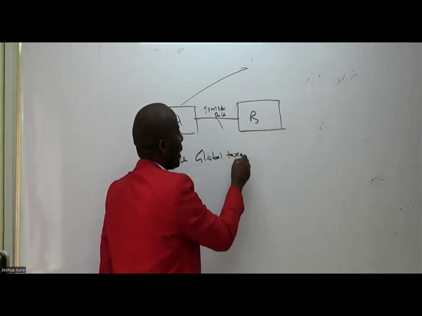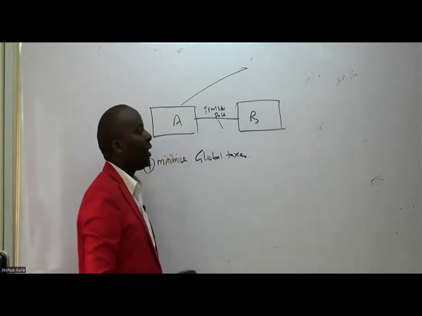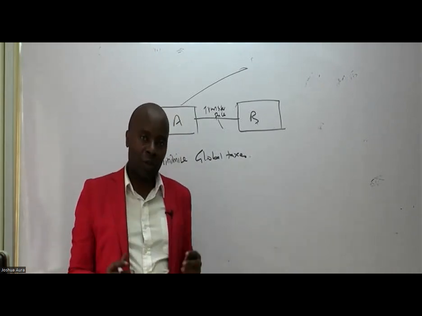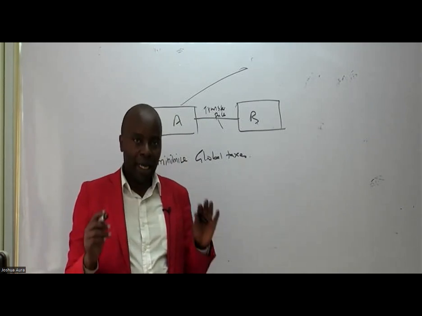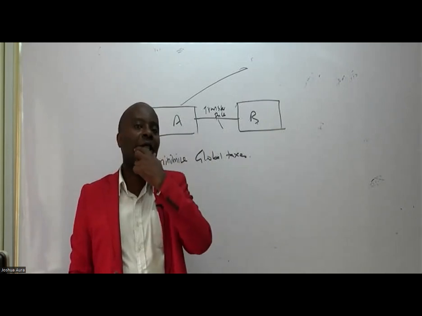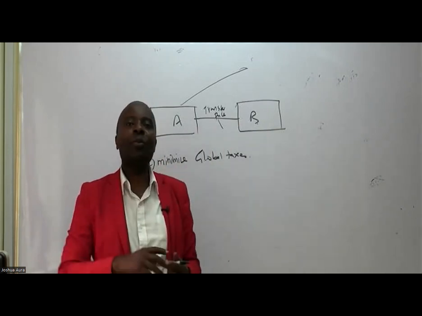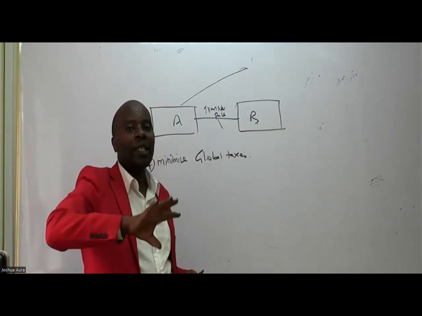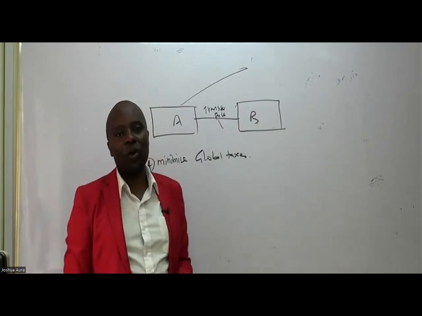global taxes, basically by ensuring that they shift their profits to tax havens. Any tax haven shall be given revenues. You take revenues there and even ensure that there are no costs being incurred there, so that most of your profits are shifted towards the tax haven, so you don't pay taxes at all.